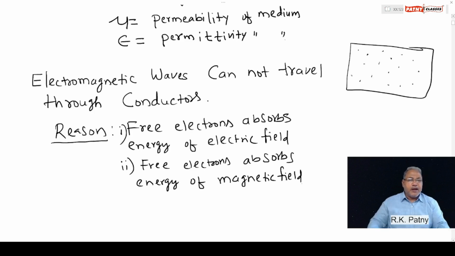So whenever electromagnetic waves hit the metal surface, the conductors, the free electrons of the metal absorb the electric field and even absorb the magnetic field. They absorb the energy of the electric field and the energy of the magnetic field. Therefore, electromagnetic waves are blocked by metal sheets. Therefore, electromagnetic waves cannot travel through conductors.